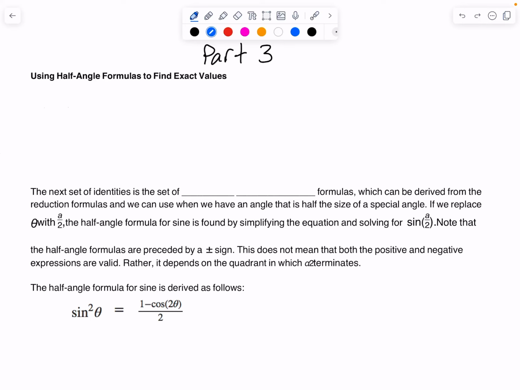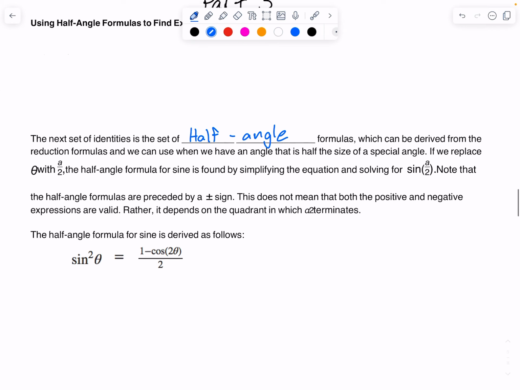In this video, we'll continue our discussion by deriving the half-angle formulas. So the next set of identities is the set of half-angle identities, formulas. We can derive this. I'm going to show you exactly how to do this.